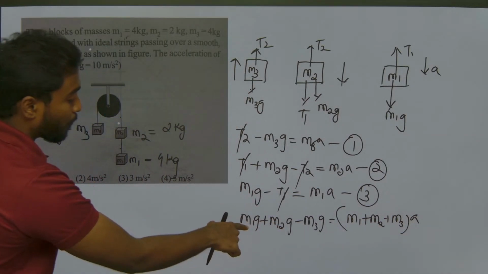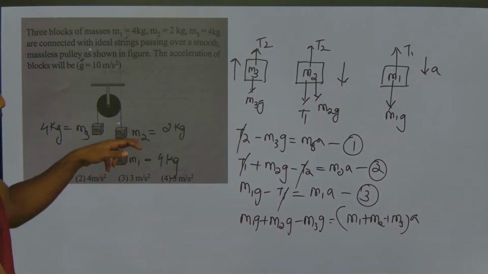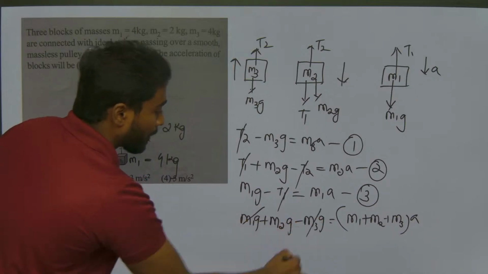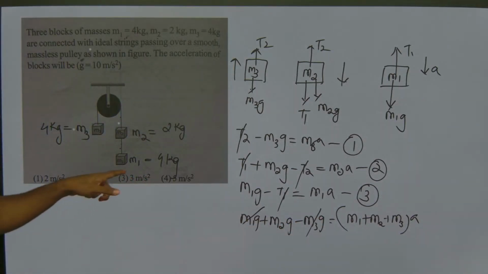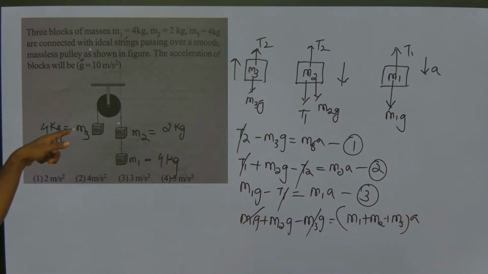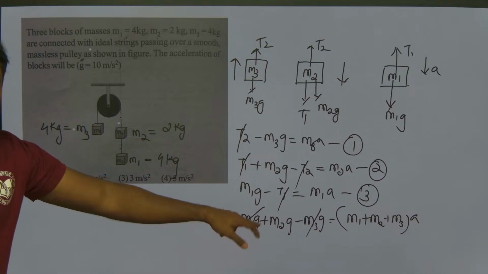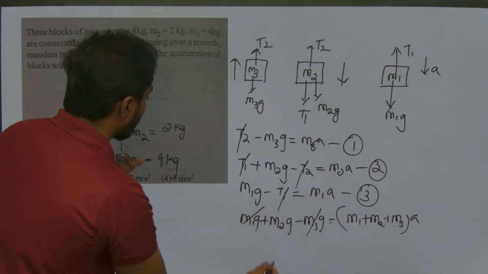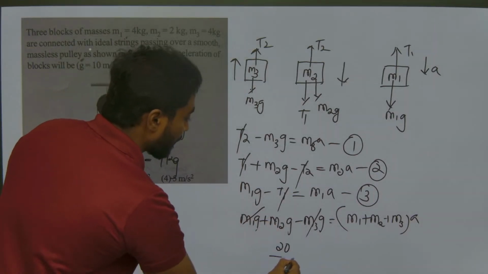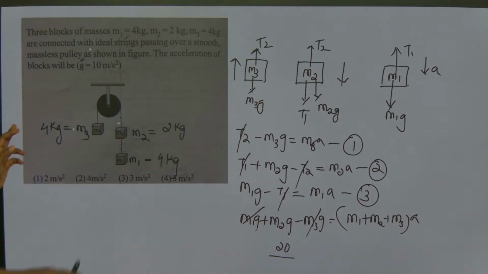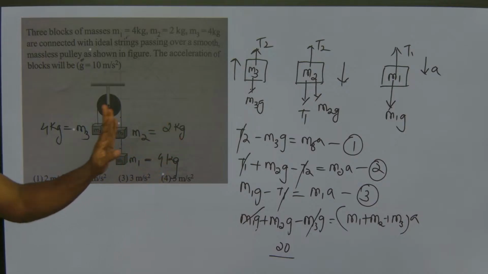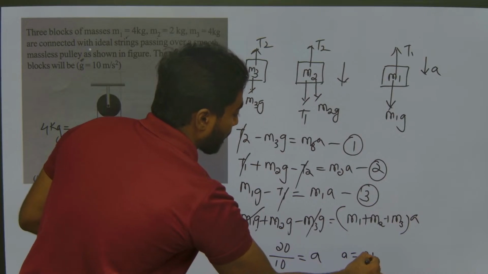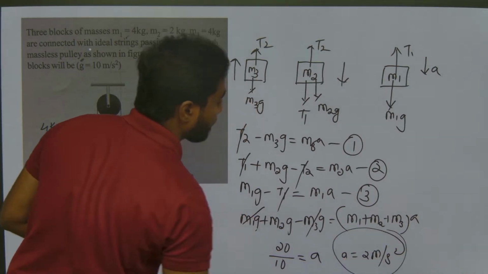So here M1 is 4, M2 is 2, M3 is 4. So can I cancel this one? M1 is 4, and M3 is also 4, no. So 4 into 10 is 40, 4 into 10 is 40, plus 40 minus 40 cancelled off. Remaining will be 20 divided by the total mass. How much? 4 plus 4 is 8, 8 plus 2 is 10. 20 divided by 10, so A will be 2 meter per second square. That's the answer.